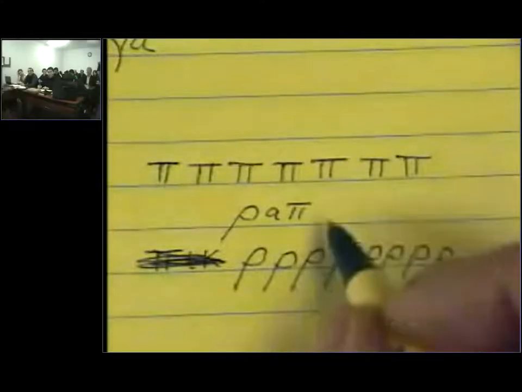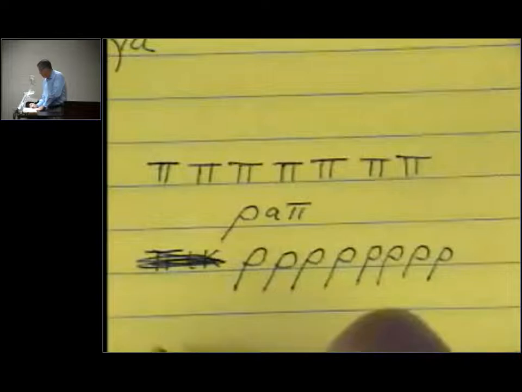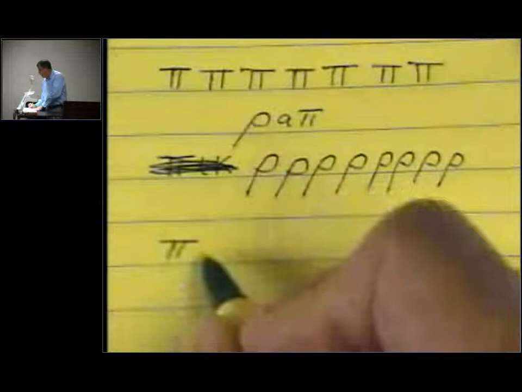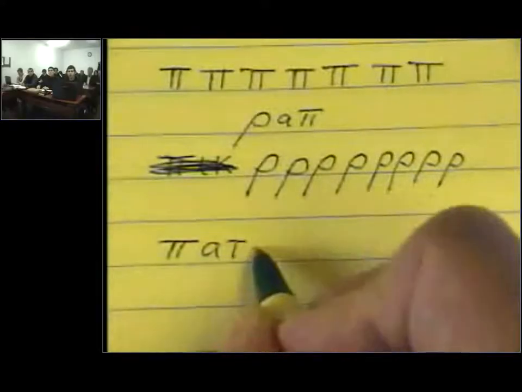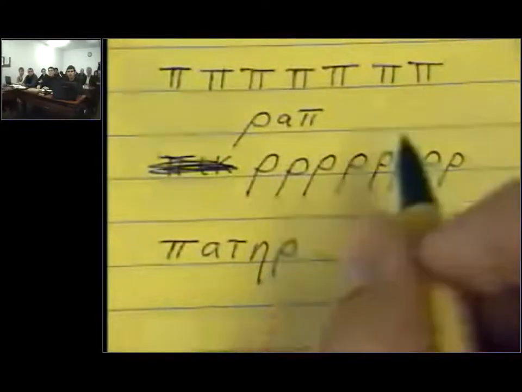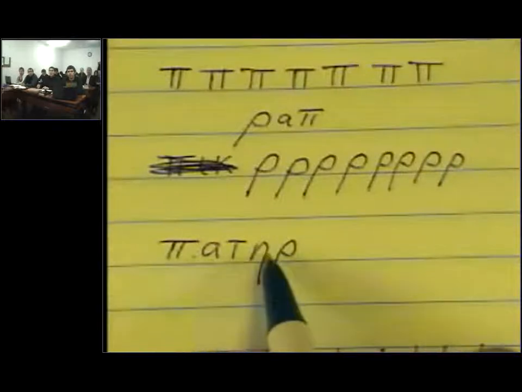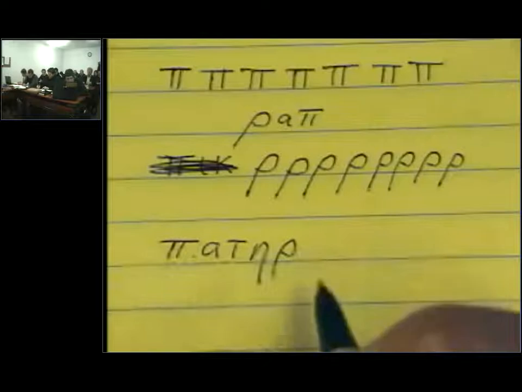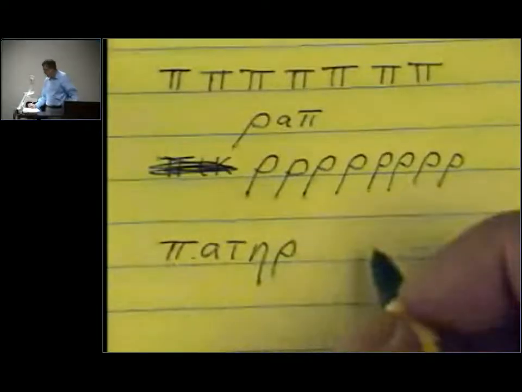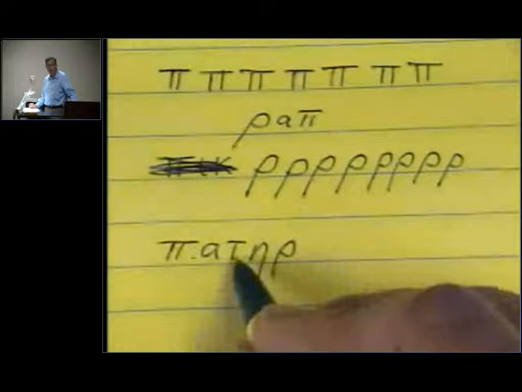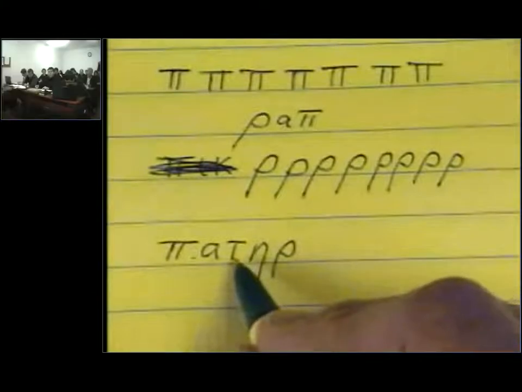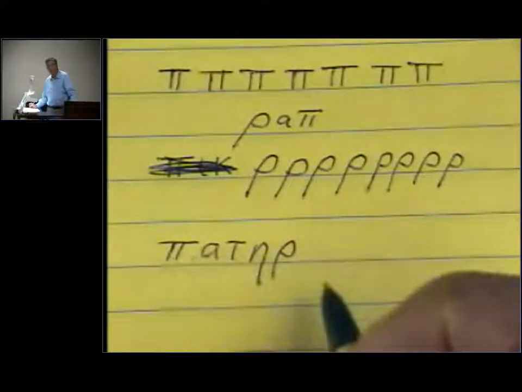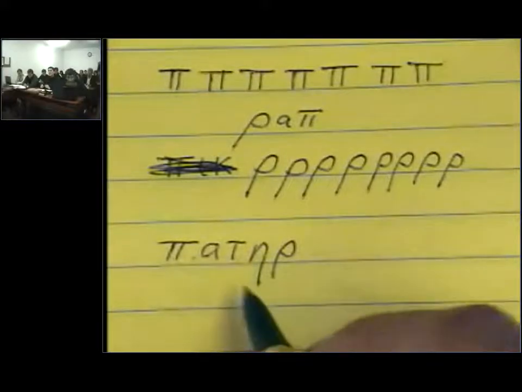Okay, so this is Ro. Now this is the word that often describes God. Pater. Pater. We haven't taught you the tau, but that's coming soon. This is tau. So it's pater. That's father.